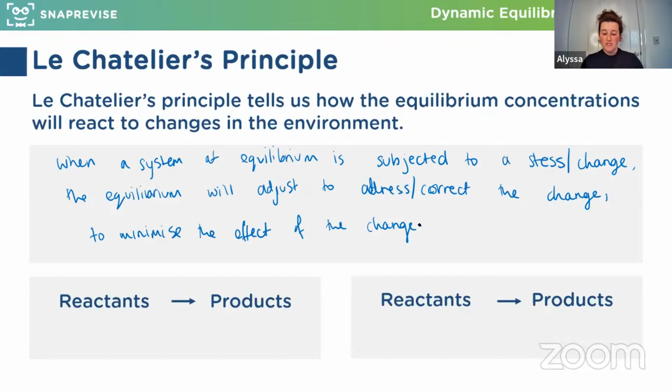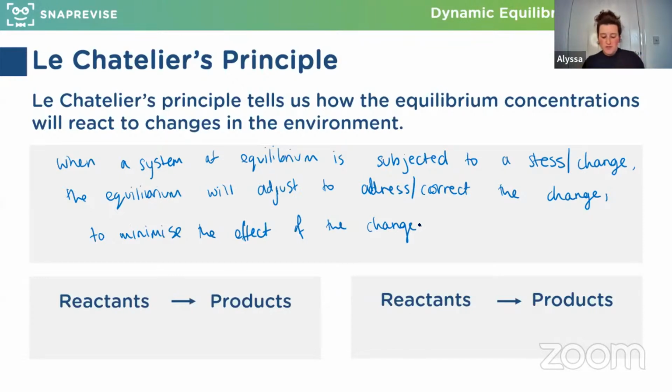So when a system at equilibrium is subjected to a stress or change, an external pressure, the equilibrium position will adjust to correct that stress, or to counteract the change is a nice way of putting it. Yeah, brilliant. That is the same sort of thing. It's a negative feedback, and that whole principle is very similar. You're adjusting to minimize a change. Yeah, exactly right.